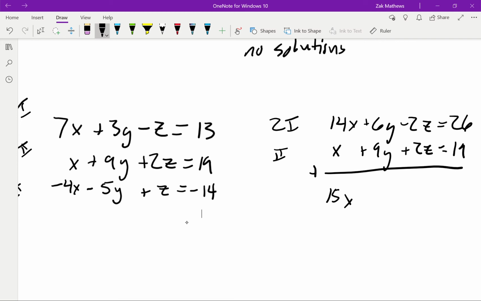6 plus 9 is 15 as well. Negative 2z plus 2z, they cancel. That gives me just a 0. And then 26 and 19, that would be 45.